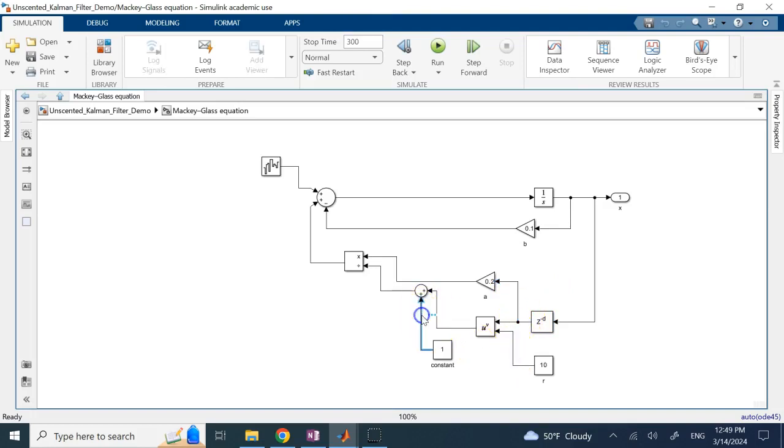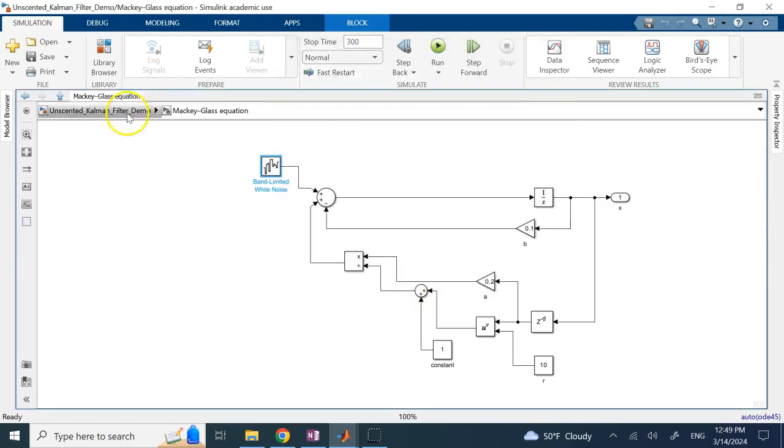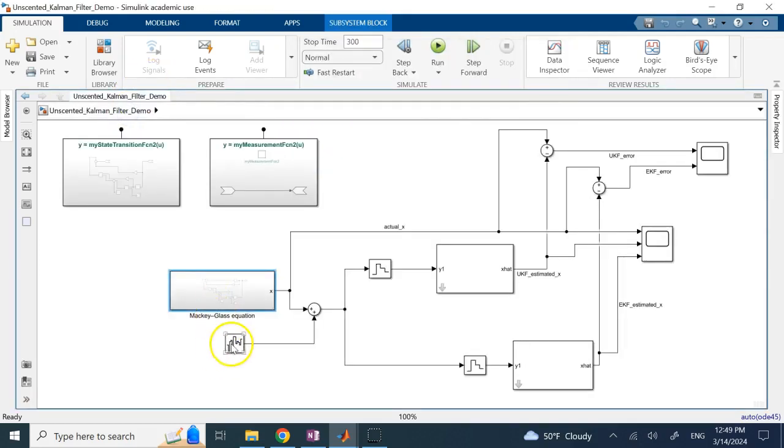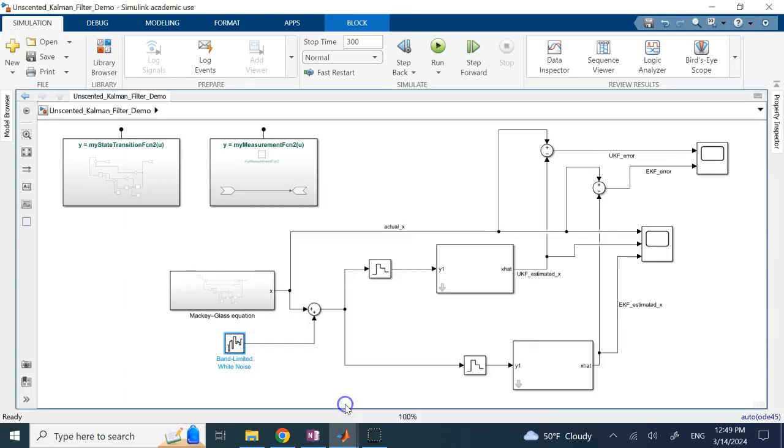So I get this delayed version multiplied by a, then raise it to the power r, and add a 1 to it. Here is the numerator, here is the denominator. I get the ratio and subtract negative bx. I also add my process noise to it, where Q in this case is 10 to the negative 5. This comes out and I add the measurement noise, and R here is 2 times 10 to the negative 5.